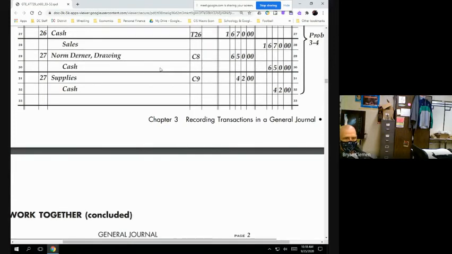All right, Emily, do the second 27th, please. Paid cash for supplies, $42, C9. Okay, so let's debit, let's credit that one. Supplies to debit, cash to credit.